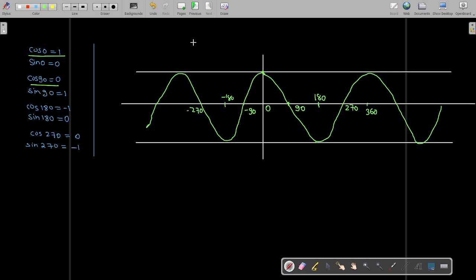Now, as you can see, you can also verify this: cos theta is equal to cos of minus theta. See, cos 360 is 1, cos of minus 360 is also 1. They are both the same, because cos is a symmetrical graph about the y-axis.